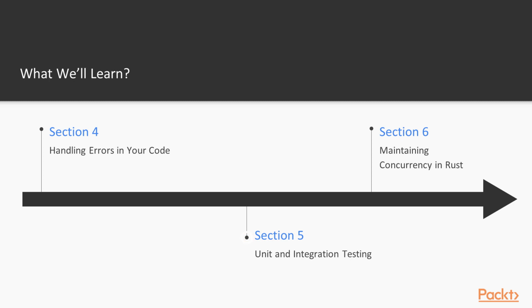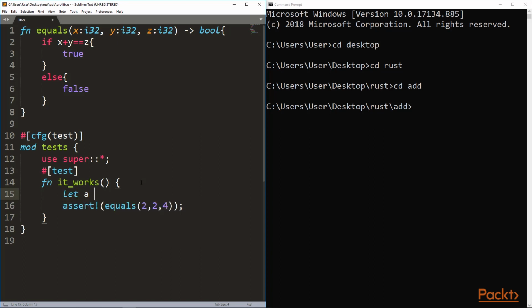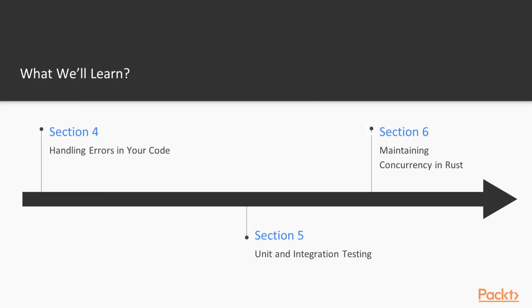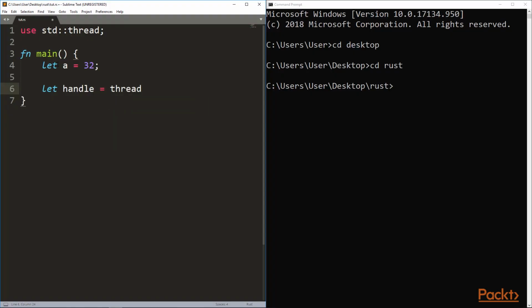In section 5, we will talk about unit and integration testing, what are their differences and how you can use both unit and integration tests. And lastly, in section 6, we will talk about maintaining concurrency in Rust, where you will learn about threads and how to use code in parallel.